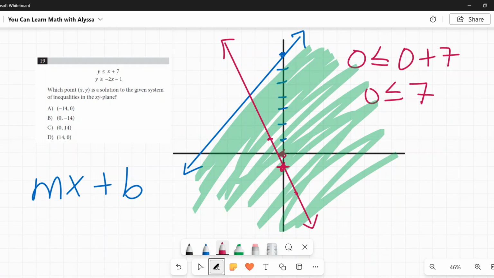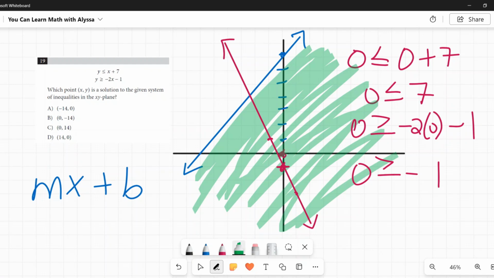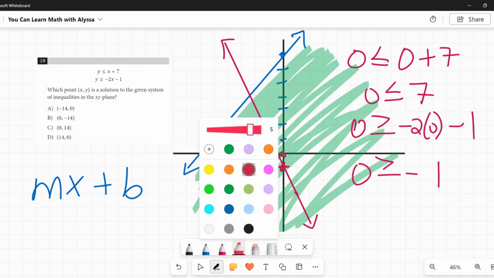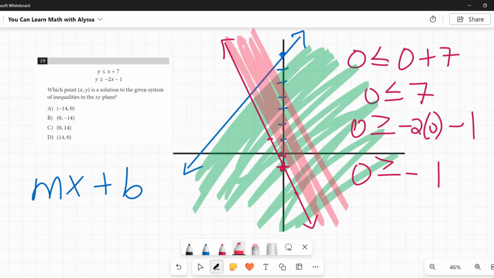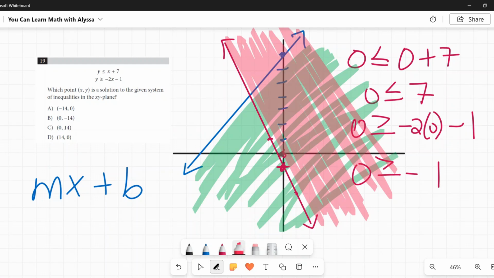Okay, now where do I shade for this one? I'm going to use that same thing. I'm going to plug in 0, 0 because 0, 0 is not on that line. So 0 is greater than or equal to, using that original equation, negative 2 times 0 minus 1. Negative 2 times 0 is 0. And then we have that minus 1. Is 0 greater than or equal to minus 1? Yes, it is. So we shade the part of the graph where 0, 0 is. If I had gotten a statement that was not true, I would shade where it isn't. But because it's true, I shade where it is. So it's over here. And if you plug it into Desmos, this is what you're going to get.